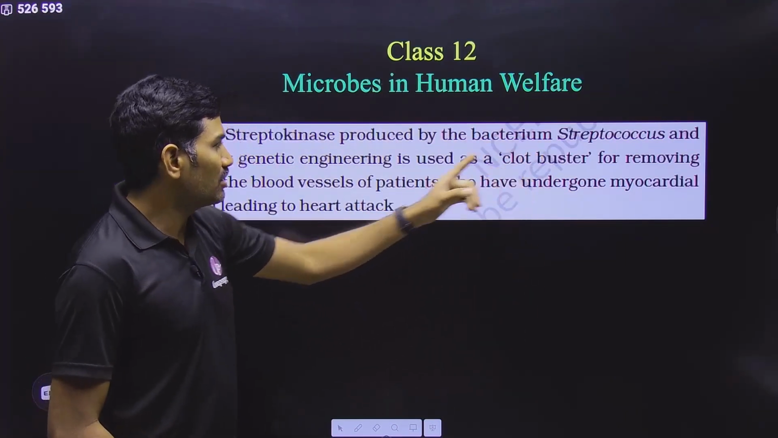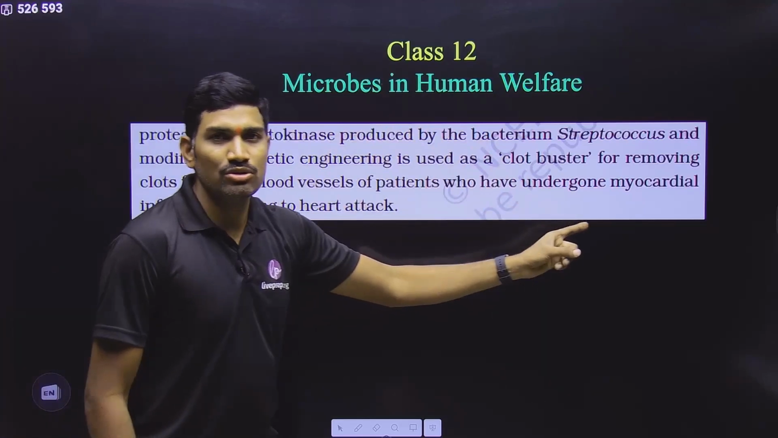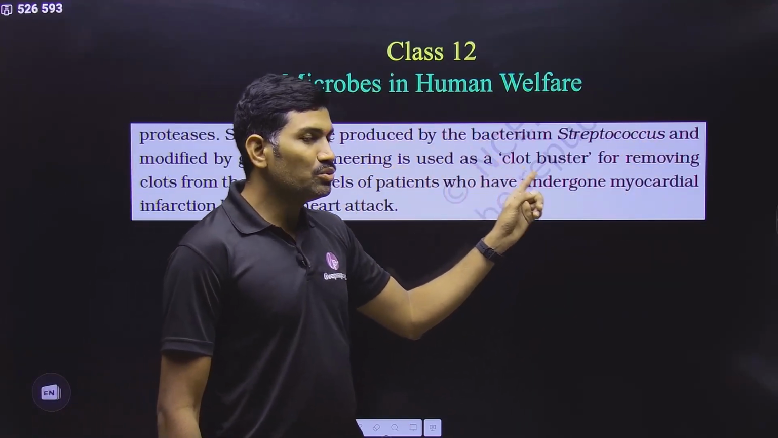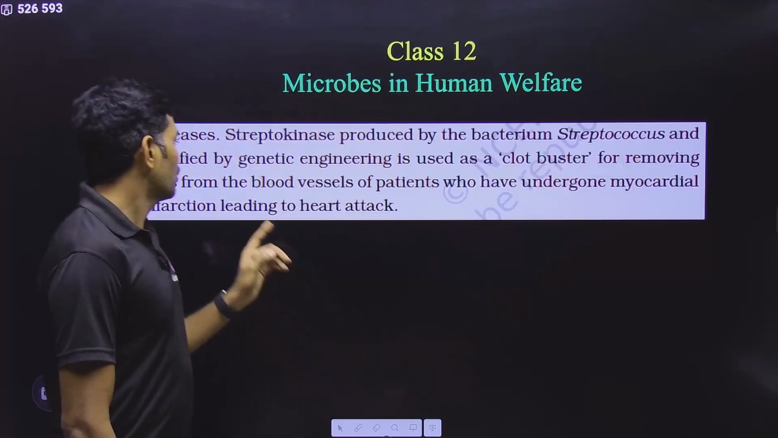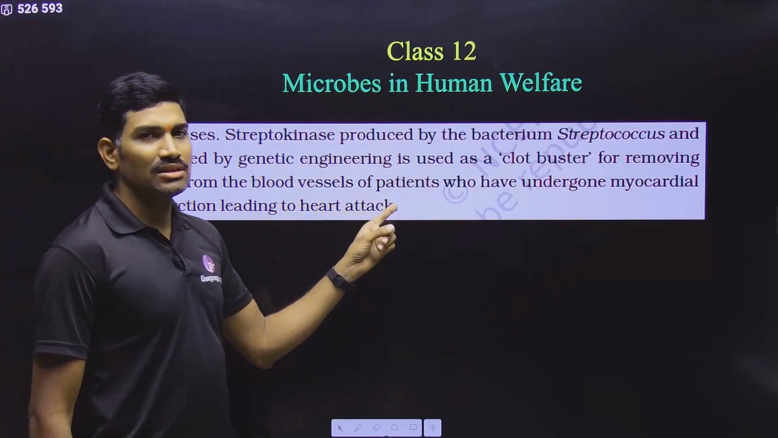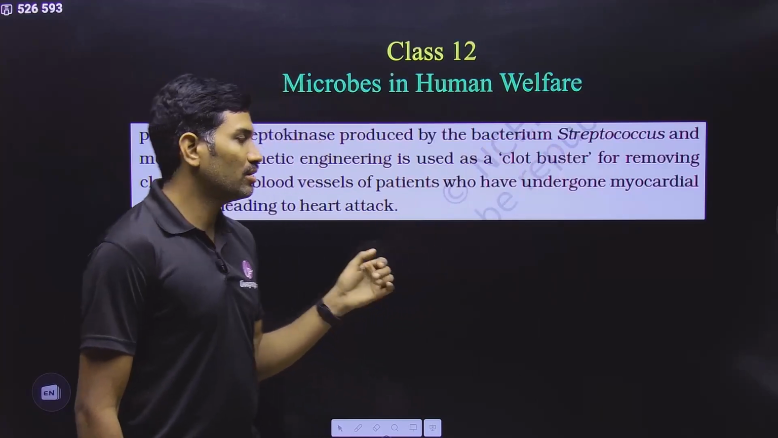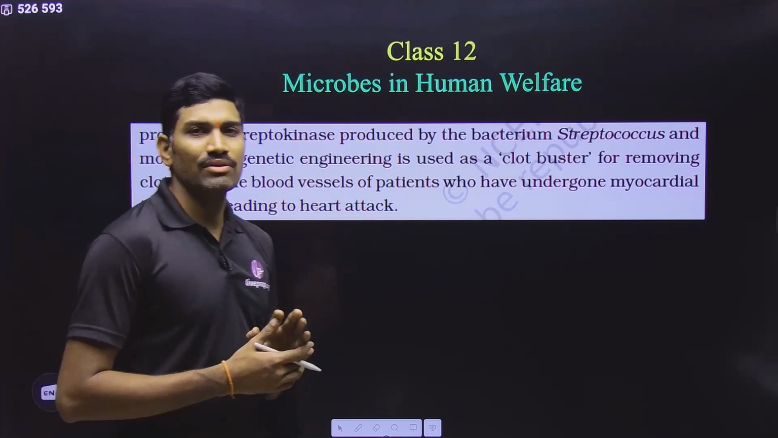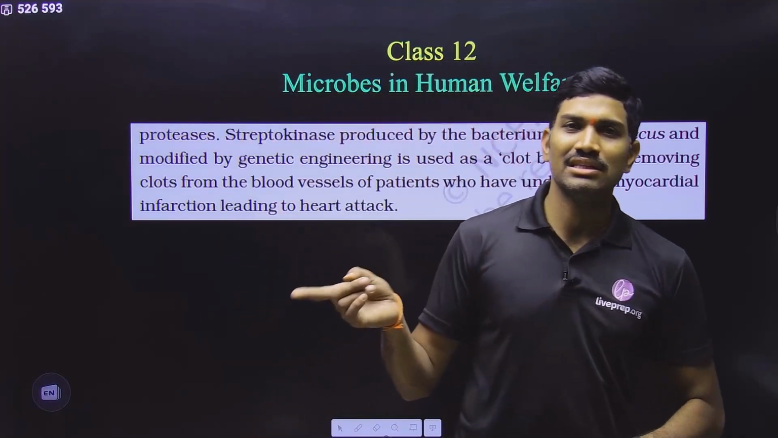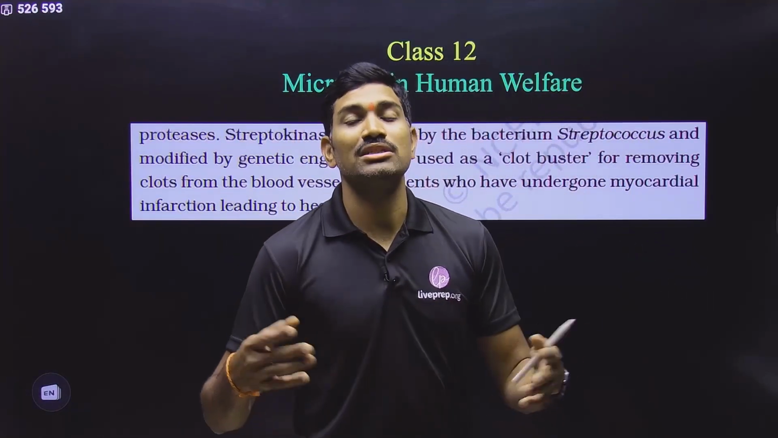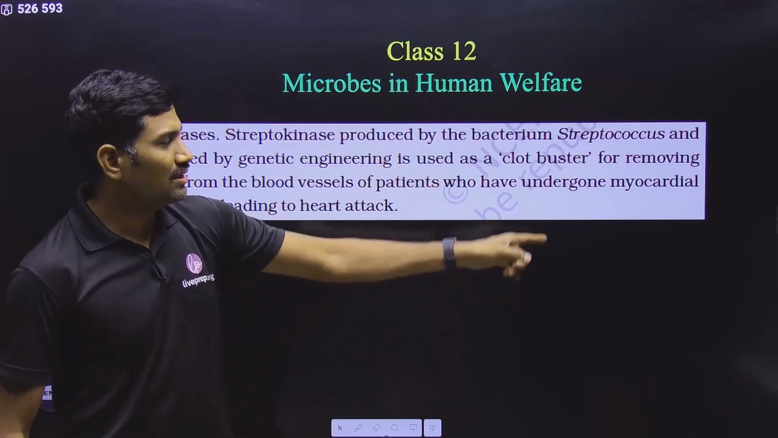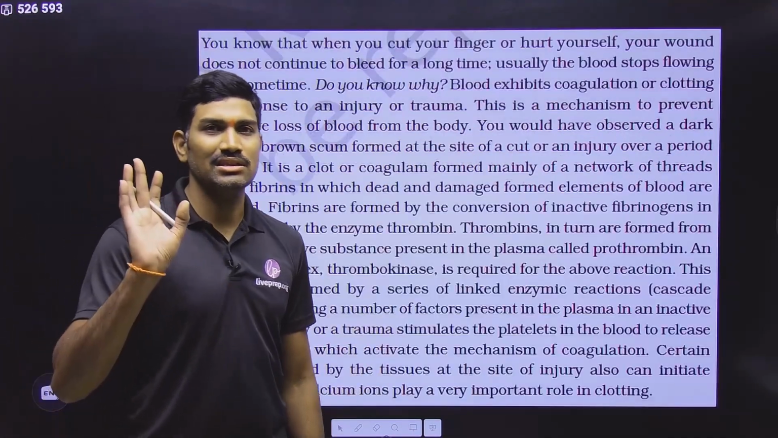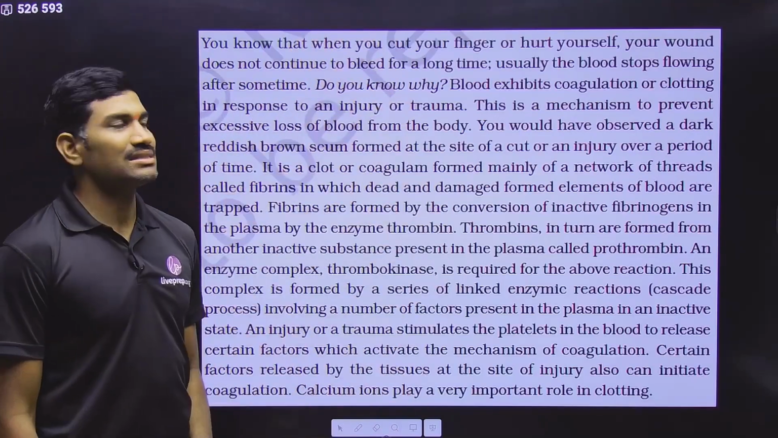So in this way, what they are saying here is that streptokinase produced by the bacterium streptococcus and modified by genetic engineering is used as a clot buster to remove clots from the blood vessels of patients who have undergone myocardial infarction, that is leading to heart attack. This is the information they are giving. So streptokinase is nothing but a fibrinolysin clot buster. It is dissolving the blood clots. Clear? This is another sentence related again to blood clotting only. You need to compulsorily interlink these things. Clear? Now let us quickly go with NCERT content.